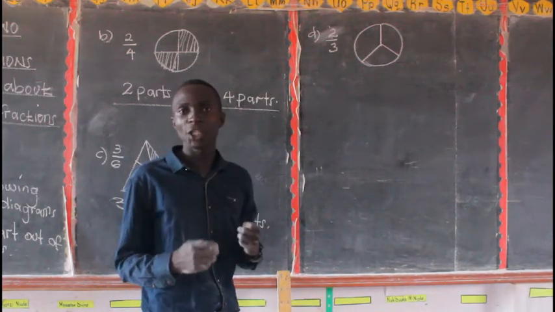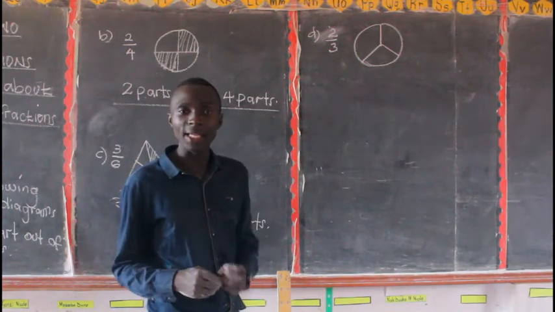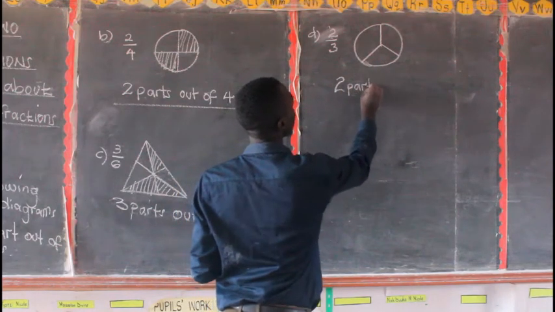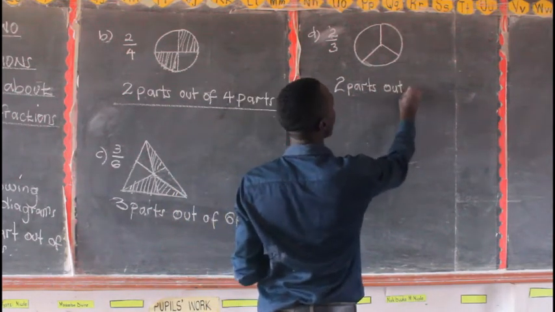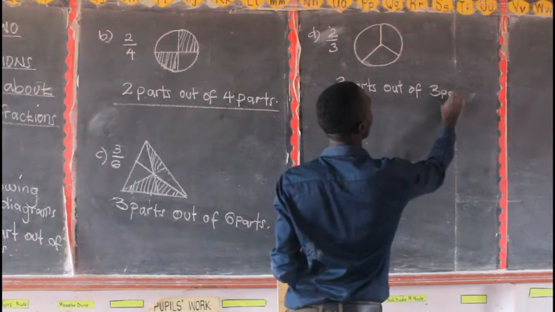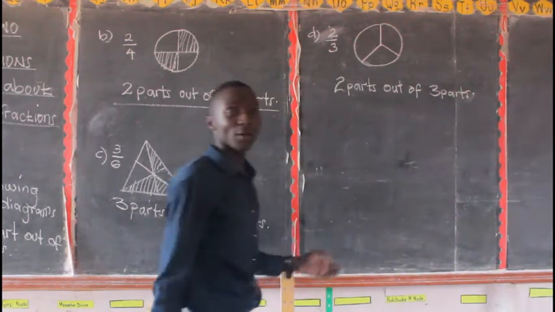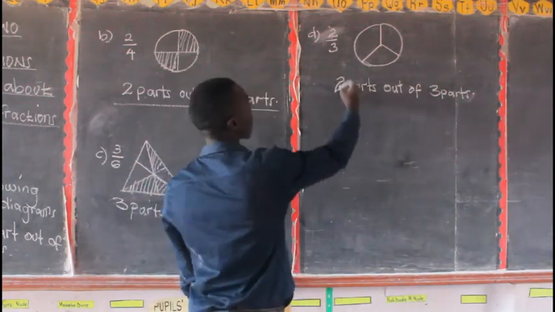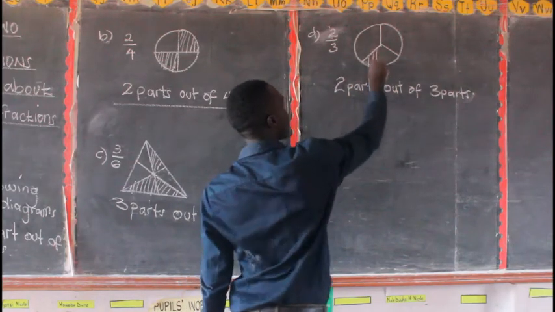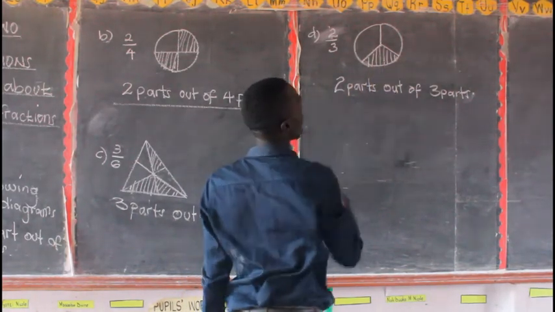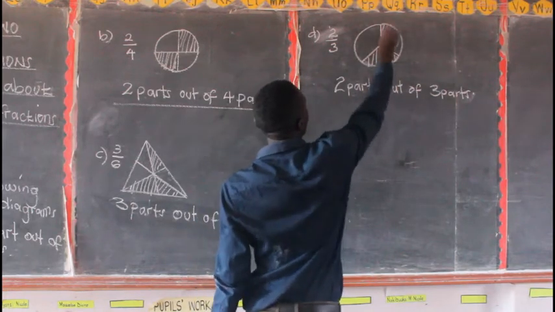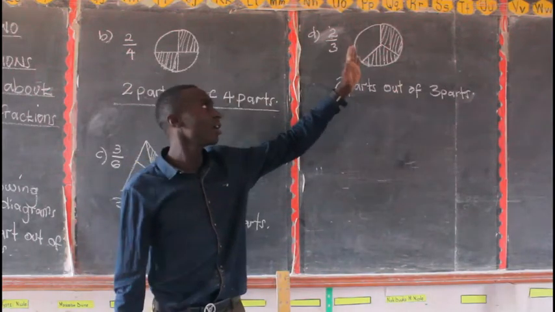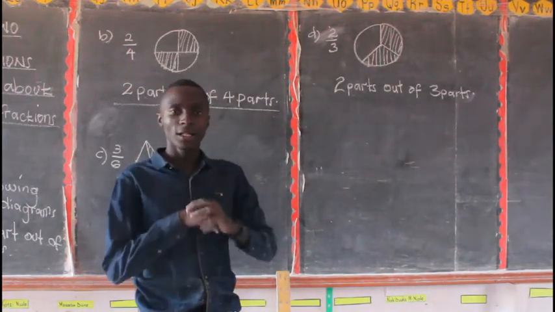Before shading, you first understand that 2 out of 3 simply means that we are going to shade 2 parts out of 3 parts. Let us shade. We have to make sure that we shade 2 parts. This is 1. And the second one, so that they become 2 parts. These are 1, 2. We have shaded 2 parts.